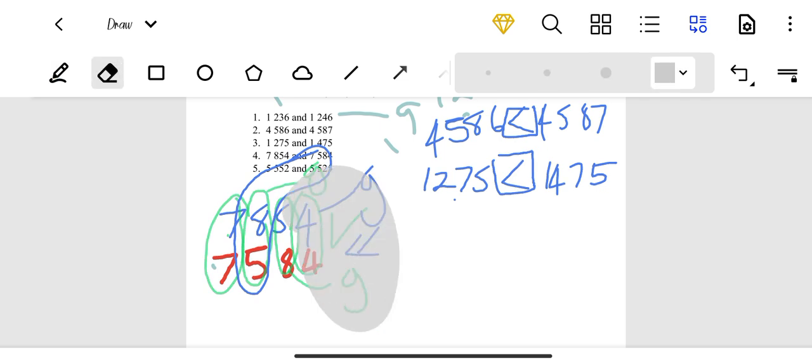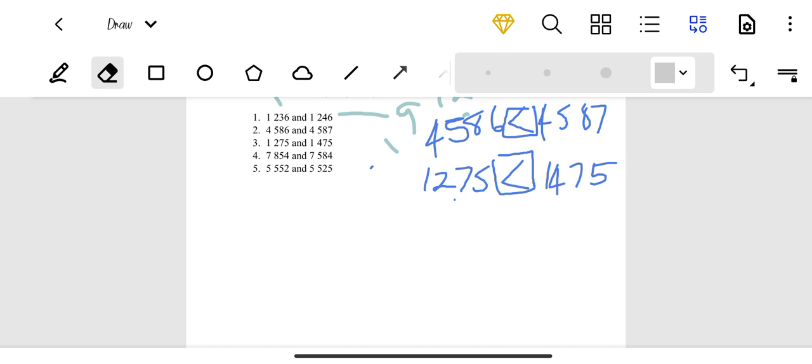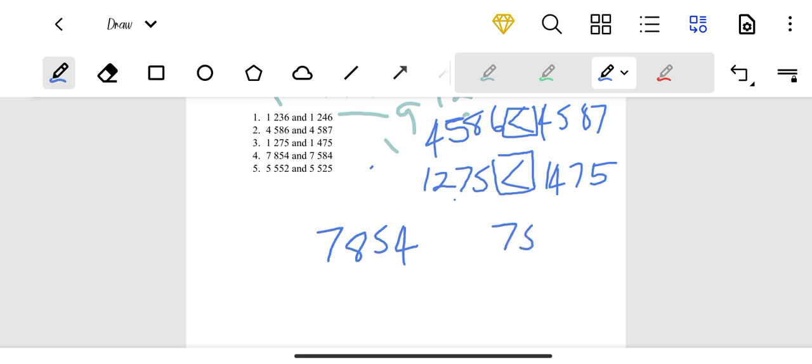How am I going to write it? So let me just clear that. I'm going to have my 7, 8, 5, 4 and 7, 5, 8, 4. And then I agreed that this one is greater than that. So the sign is going to be like that. So number last, we have 5, 5, 5, 2 and 5, 5, 2, 5.